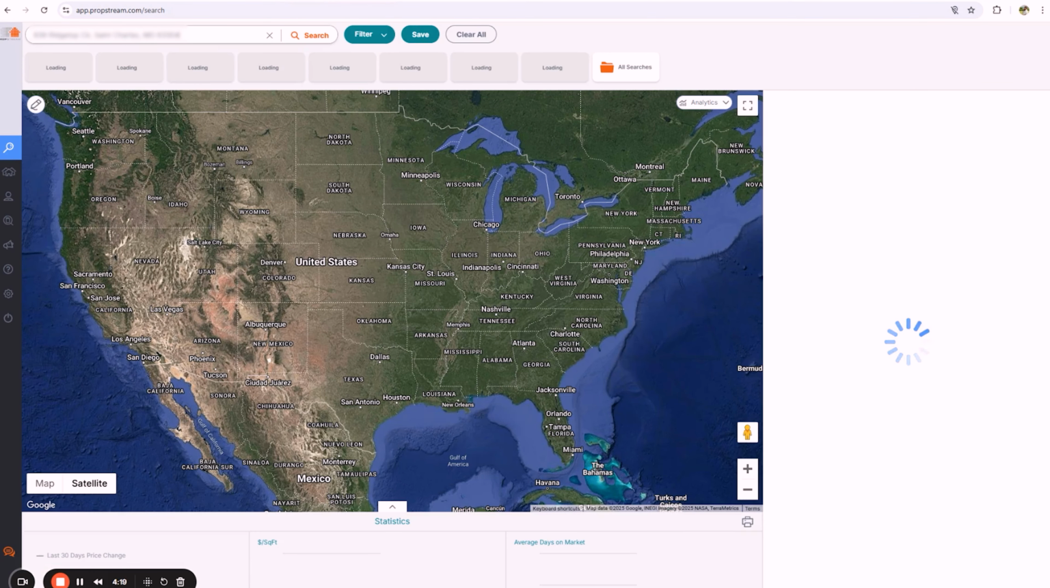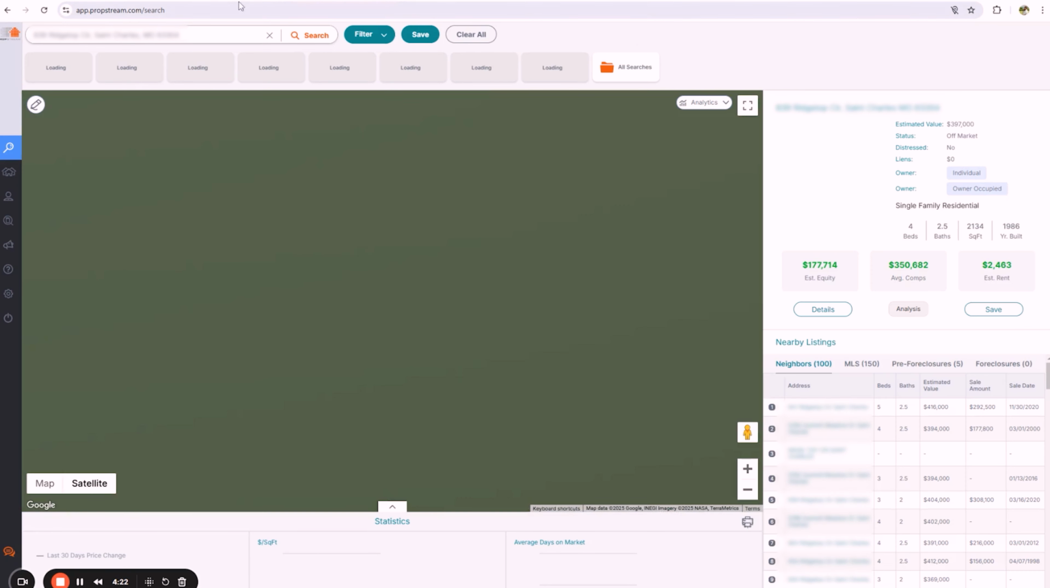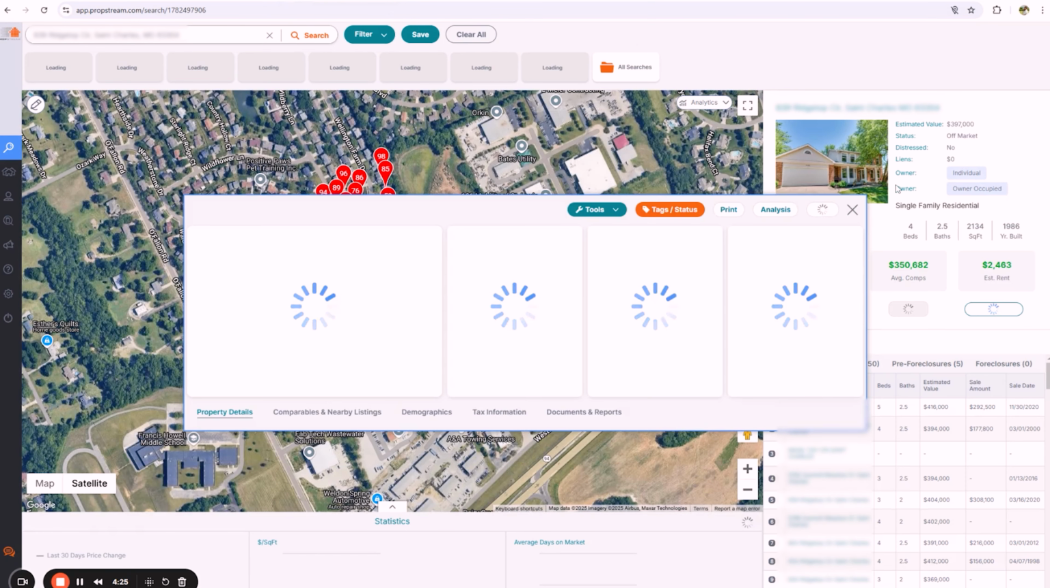So hopping into my computer here, the property that we're going to be looking at is 839 Ridgetop Drive, St. Charles, Missouri, 63304. Throw that in there, pull up the details, and in particular, go over to the comps section.